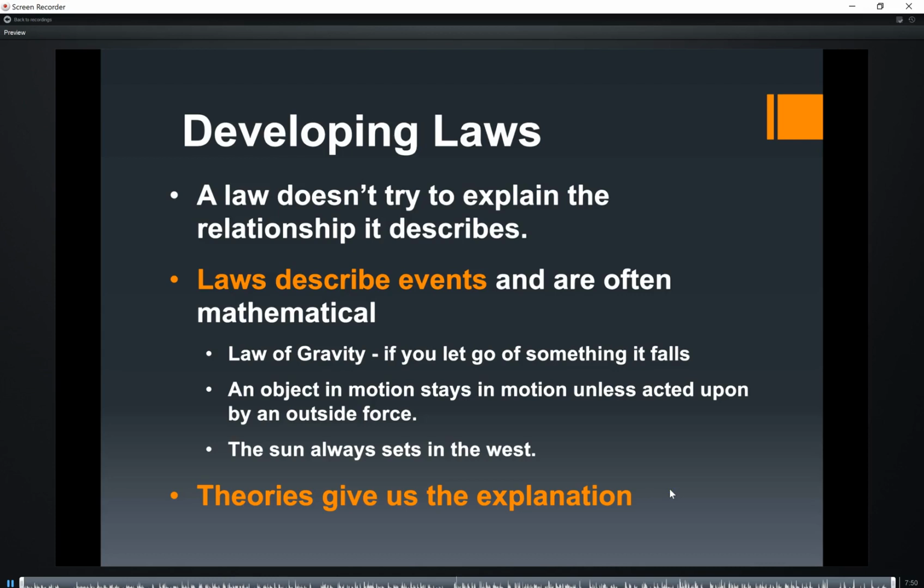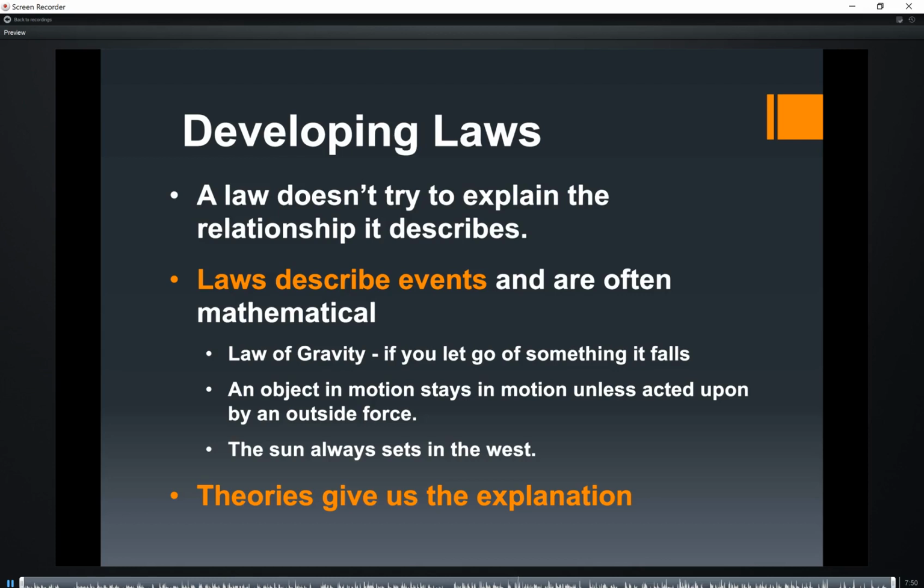So a law doesn't try to explain the relationship it describes. A law just describes events, and they're often mathematical. So for example, the law of gravity is all objects in the universe attract one another. So basically, if you let something go, it falls. Another example would be an object in motion stays in motion unless acted upon by an outside force. Another one is the sun always sets in the west.